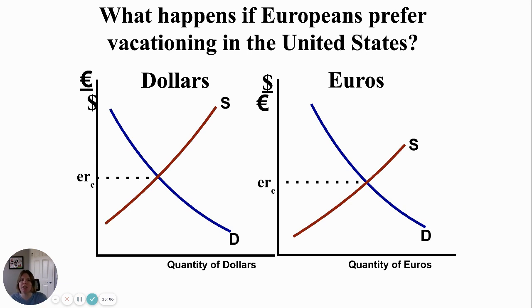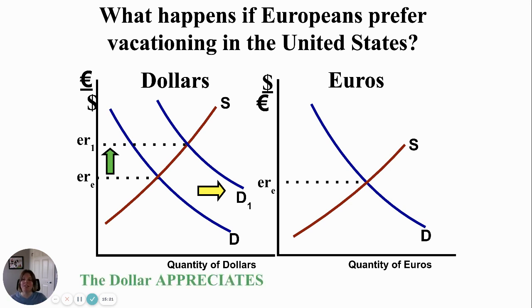Well, all of a sudden, if Europeans want a vacation in the United States, that means they will demand what? Well, to come to the United States, they can't spend their euros here. They're going to demand dollars. So that's going to increase the demand for dollars, which will appreciate the dollar because it's now got a higher exchange rate. But then what's happening in the euro market?